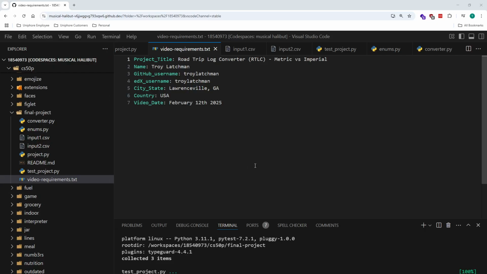Hey guys, my name is Troy Latchman, and I'll be sharing some details about my CS50p final project titled Road Trip Log Converter, Metric versus Imperial.